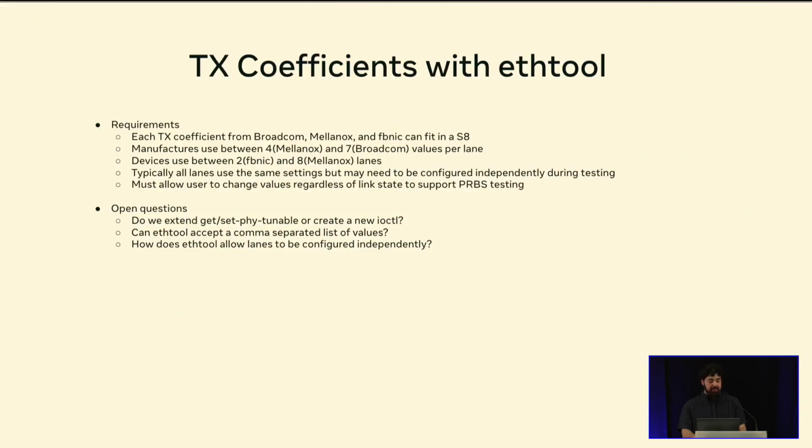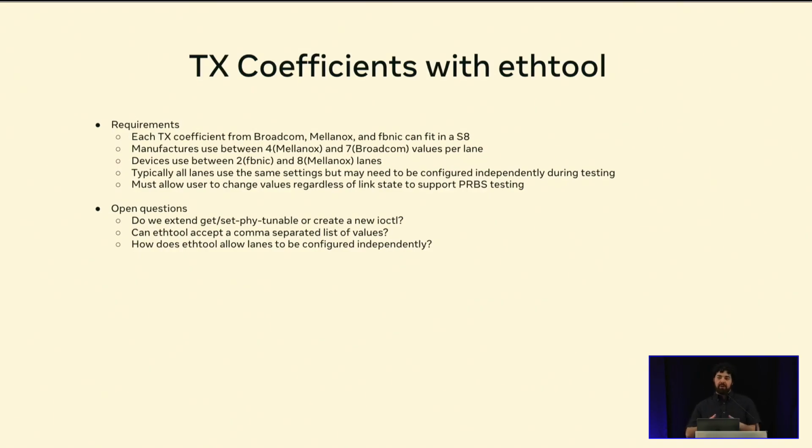Typically, all lanes use the same settings, but during testing, they do need to be configured independently. What at least our internal teams will do is sometimes configure the lanes slightly differently to see how the settings impact the lanes, so they can come to a resolution quickly. We also need to allow the user to change these settings regardless of link state to support PRBS testing. If we only allowed changing these values when the link was up, well, we can't have the link up when PRBS testing is running, so we couldn't do the test. So what we're doing in FBNIC right now is you can set these values regardless of link state, but we only reconfigure the conf.i when the conf.i is used, such as when the link is up or PRBS is testing.